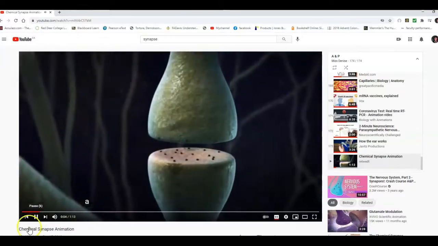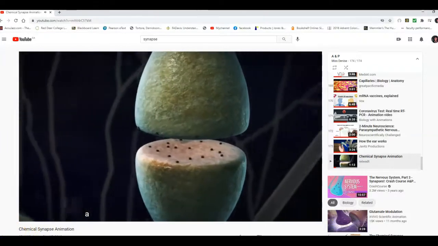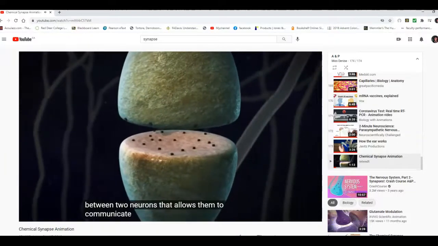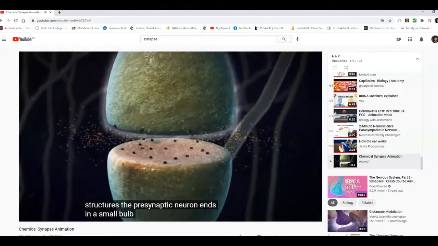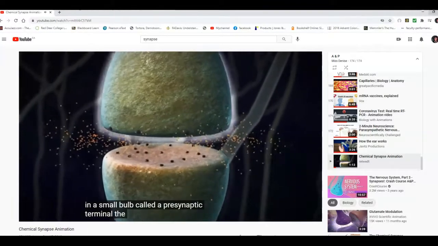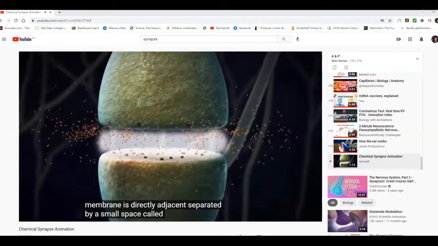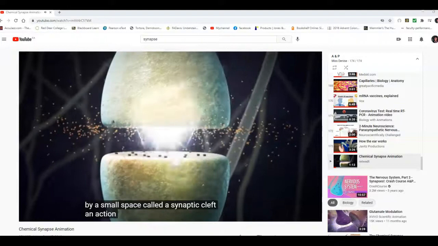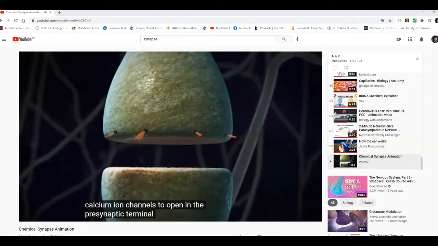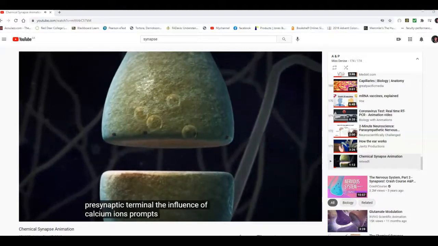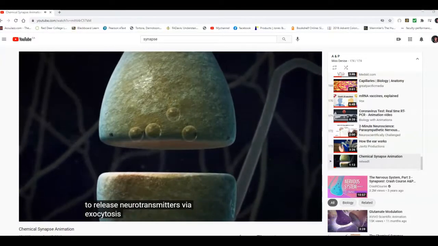A chemical synapse is a special junction between two neurons that allows them to communicate without being physically connected. A synapse has several structures. The presynaptic neuron ends in a small bulb called the presynaptic terminal. The postsynaptic terminal membrane is directly adjacent, separated by a small space called the synaptic cleft. An action potential causes voltage-gated calcium channels to open in the presynaptic terminal. The influx of calcium ions prompts synaptic vesicles to release neurotransmitters via exocytosis.